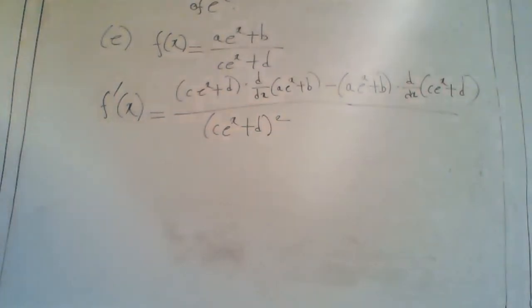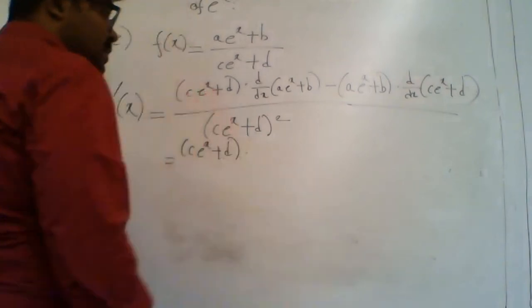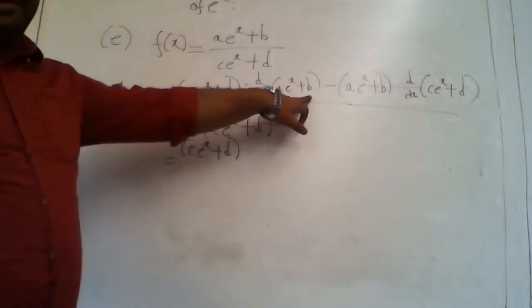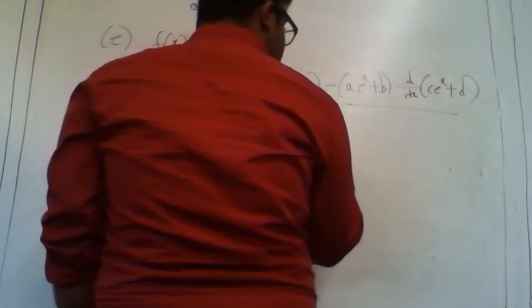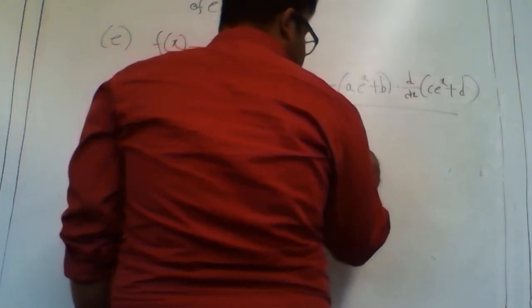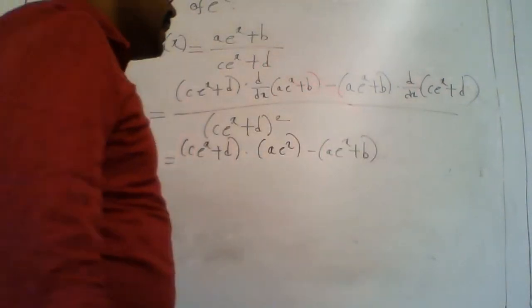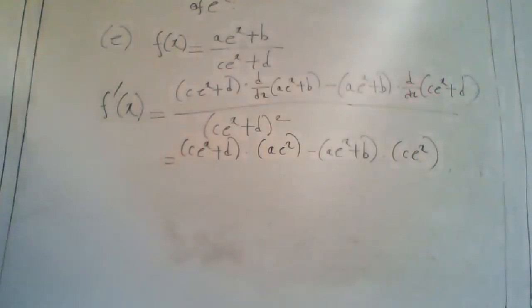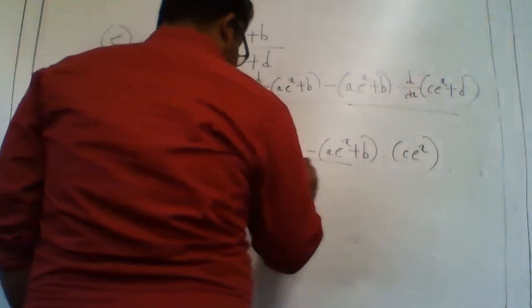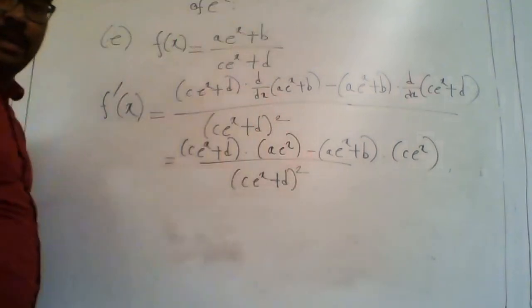Right? So if you simplify this, you will get (c e to the power x plus d) times the derivative of (a e to the power x plus b), which is a e to the power x, minus (a e to the power x plus b) times the derivative of (c e to the power x plus d), which is c e to the power x. Now you will have (c e to the power x plus d) whole squared in the denominator.